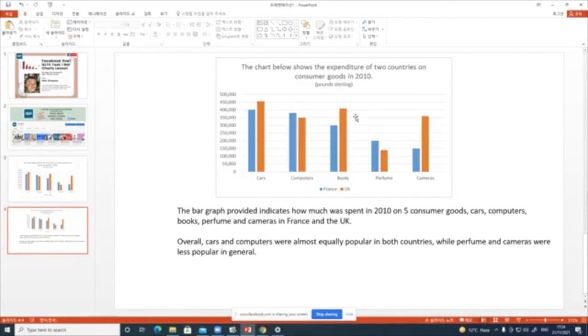Would that be a fair overview? What do you think, guys? Do you think that's fair? Would you add anything or change anything to that? We could probably say cars, computers, and books were popular, whereas perfume and cameras were less popular.